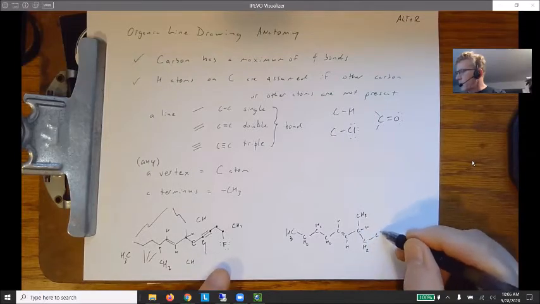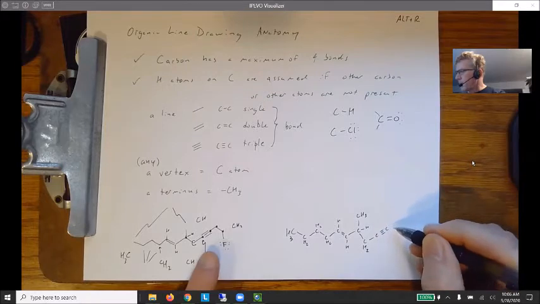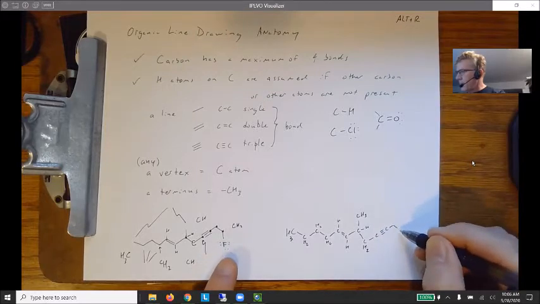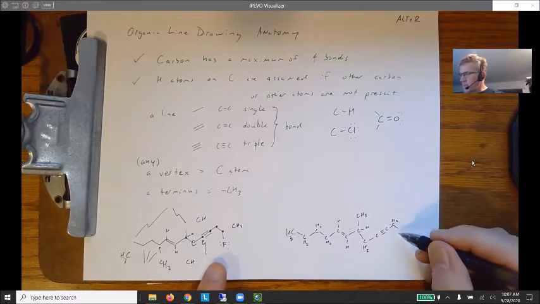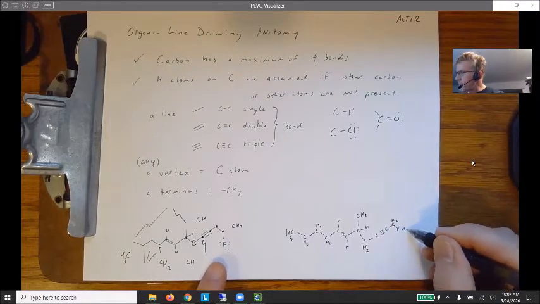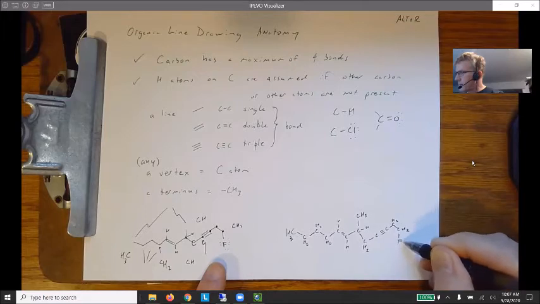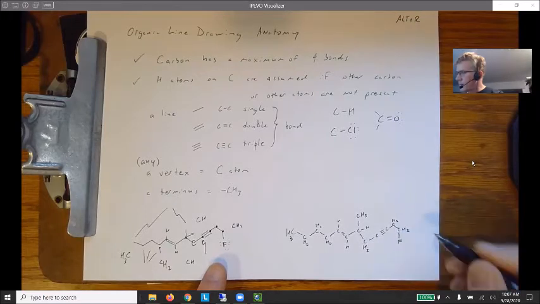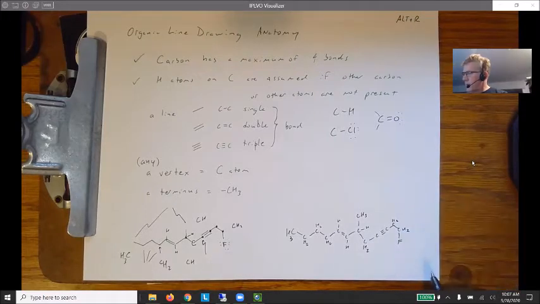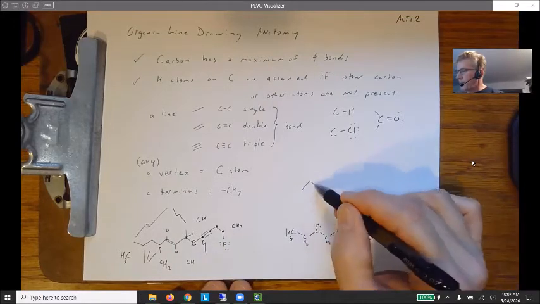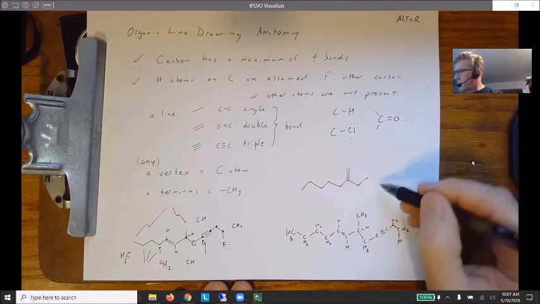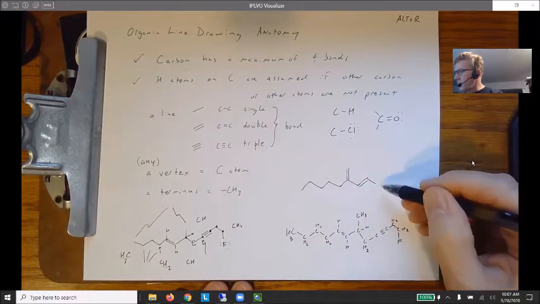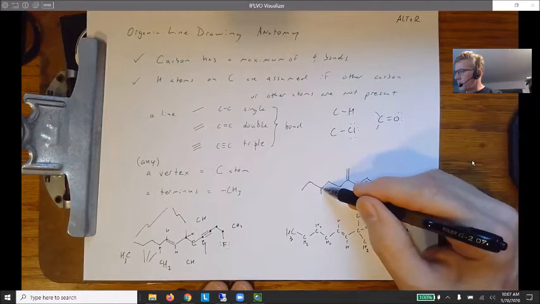You can see how this task takes up a lot of time, and the reason why we use line drawings is that it's more convenient to draw quickly. Let's say you have the backbone of something, you can add double bonds as needed. You can add other atoms as needed.